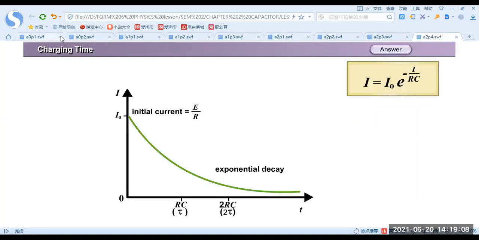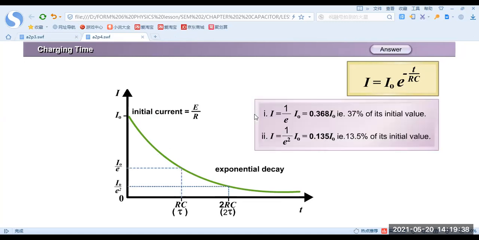Let's go to the next slide. The graph shows the current in the circuit across the time of charging. Just now we got I equal to I naught e to the negative t over RC, and we notice that the current reduces with time.